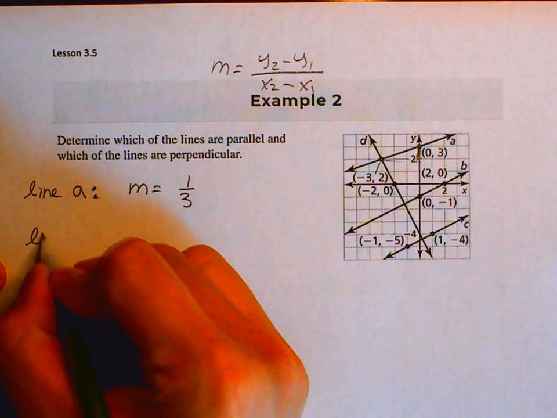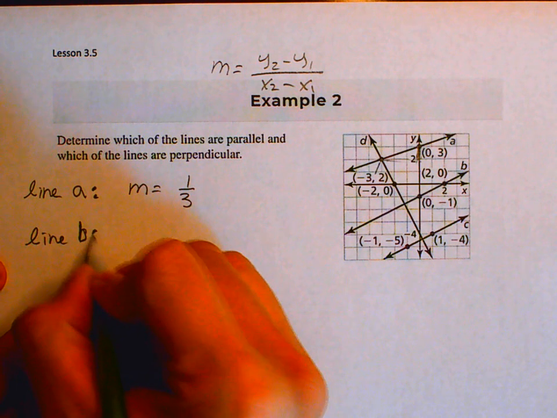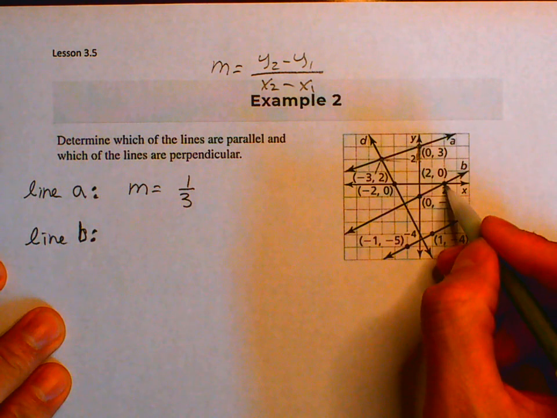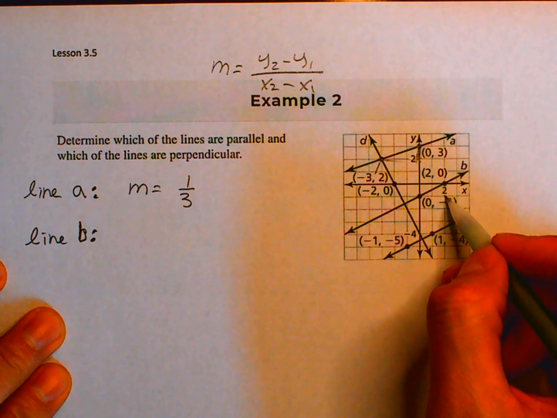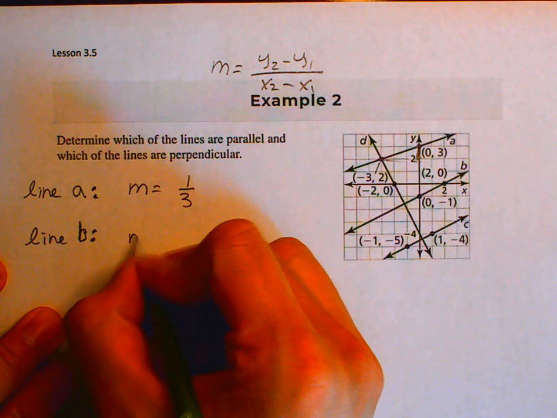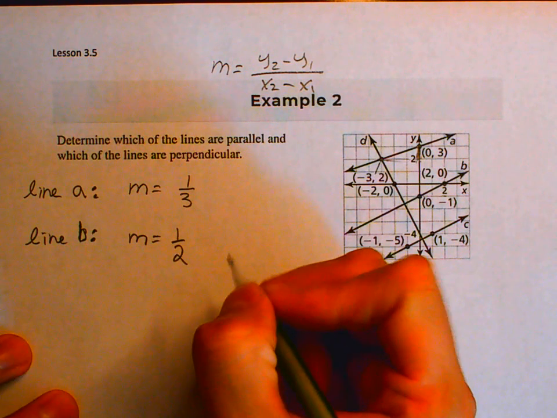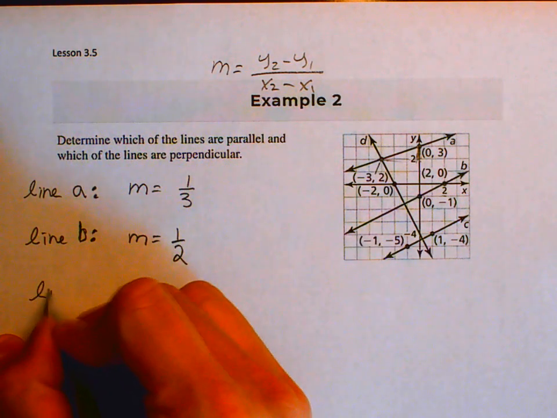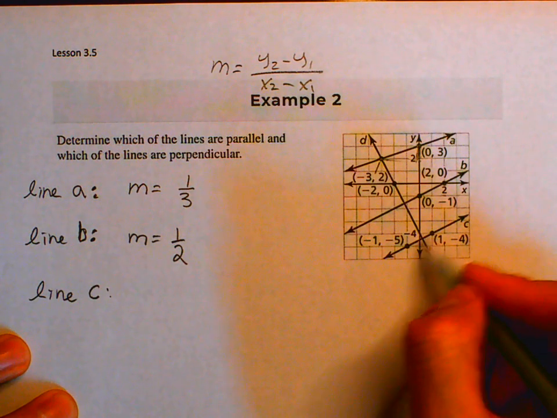Then you have line B. That's this one. So you can use this point and this point. So this is going to be 1 over 2. So the slope is 1 over 2. Let's look at line C. That's this one and this one. Once again, 1 over 2.